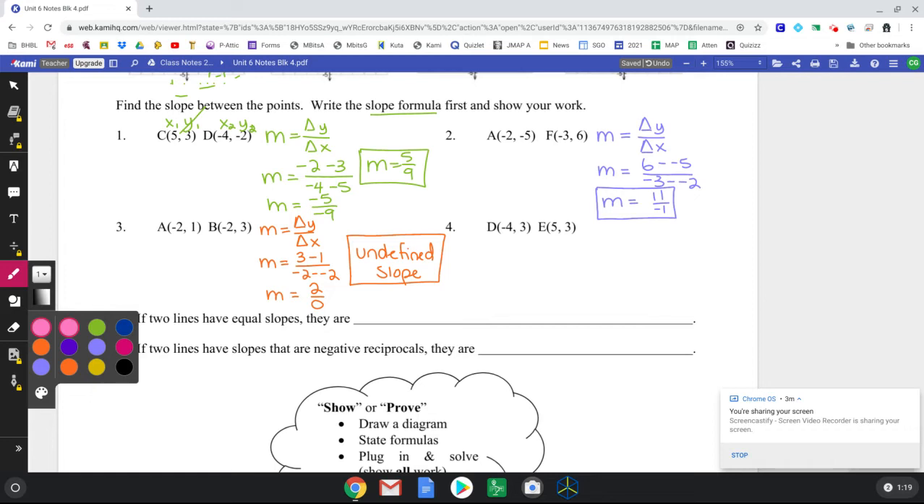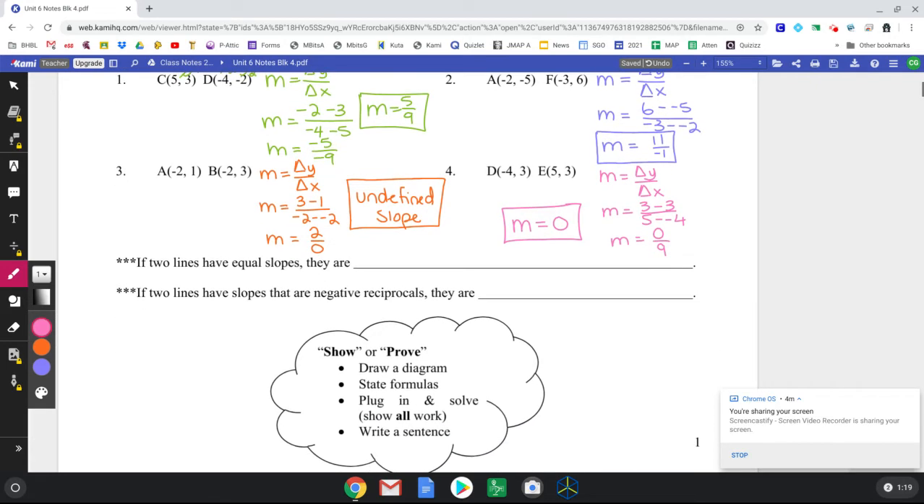In our last one, our slope is the change in y over the change in x. This time, when I plug in 3 minus 3 over 5 minus negative 4, I get a 0 on the top of the fraction. So this time I'm going to say that my slope is just 0, regardless of what my denominator is.